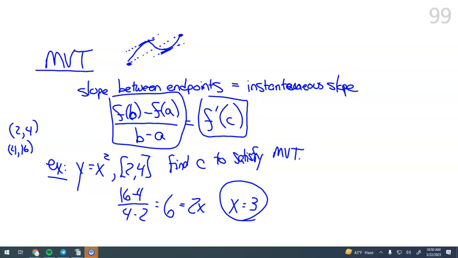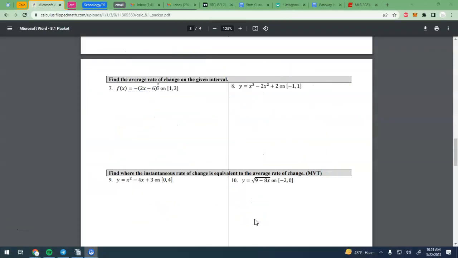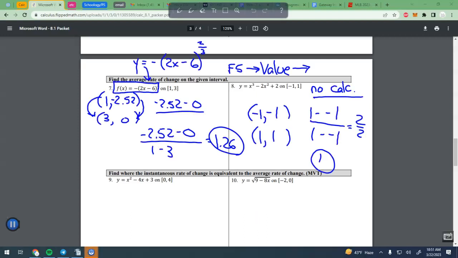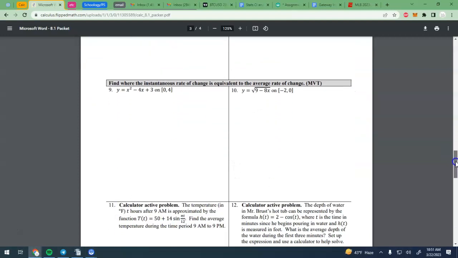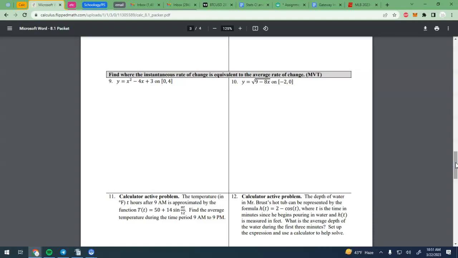Is that familiar? Question on that? Can I help with this anymore? Try number 9. So on the homework, 9 and 10 are the average rate of change. Number 9 is a no calculator. Number 10, you can use a calculator.